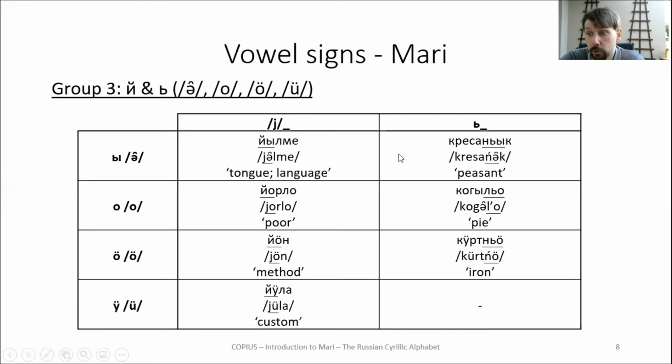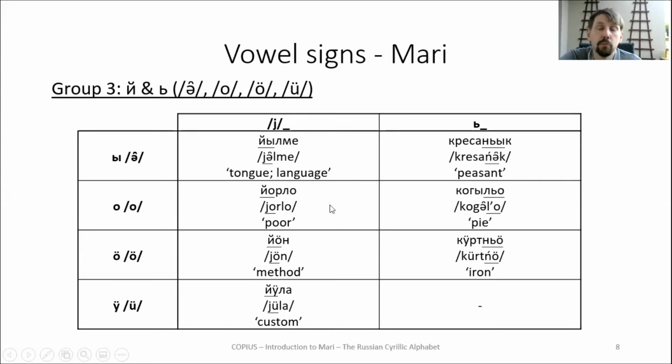And then the third group, the group where the Russian system is just thrown out completely. Here, everything is completely simple and logical. Before o and u, we use the grapheme y. Again, yilme, tongue or language, yorlo, por, yun, method, yula, custom. And palatalness of a preceding consonant is indicated with a soft sign, like in Kresaniak, peasant, kogelo, pie, like a pierogi, a little pie, kürtner, iron. And this field is empty because it's just a sound combination. It doesn't occur in Mari.